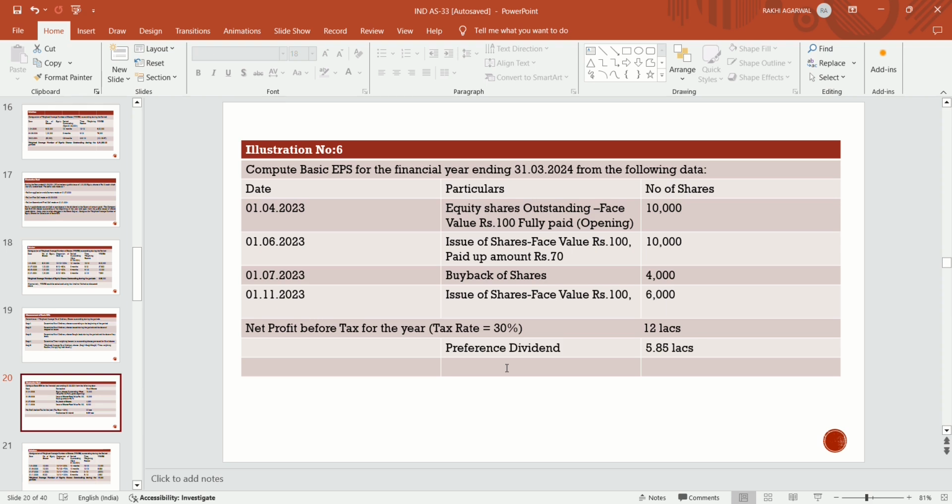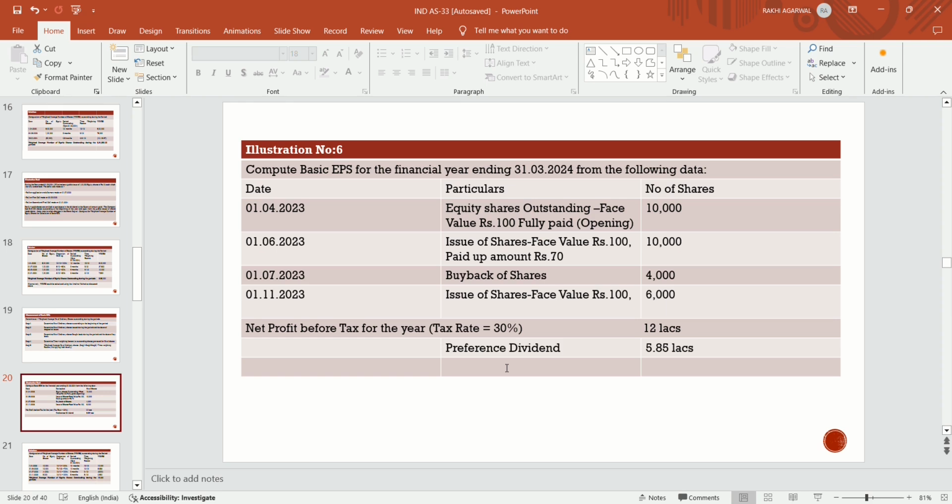On 1st July 2023, the entity bought back 4,000 shares. On 1st November 2023, it issued fully paid shares at the rate of rupees 100, that is 6,000 shares. The tax for the year is 30% and net profit becomes 12 lakhs. And the preference share dividend is 5,85,000. So we will calculate basic EPS from these data.